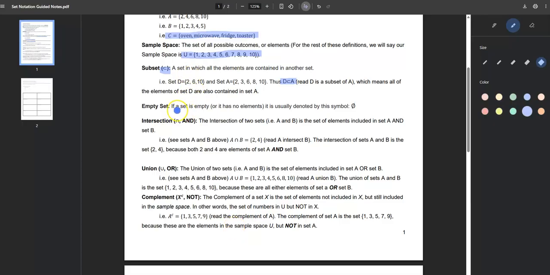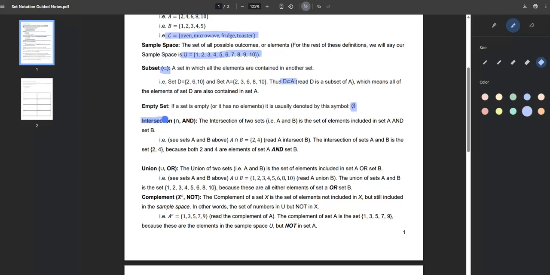An empty set is a set that has no objects or things in the group. We'll use this symbol for that as well, a little 0 with a slash through it. Okay. These next 3 are ways to create essentially subsets from my sample space and my other sets.